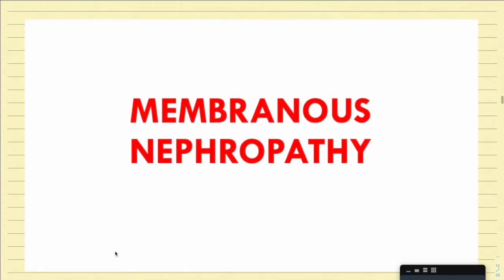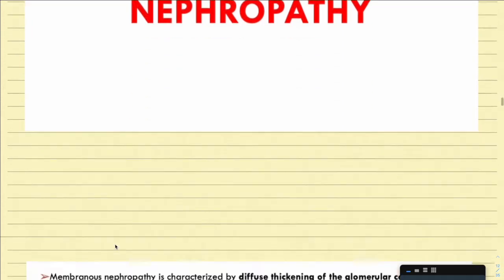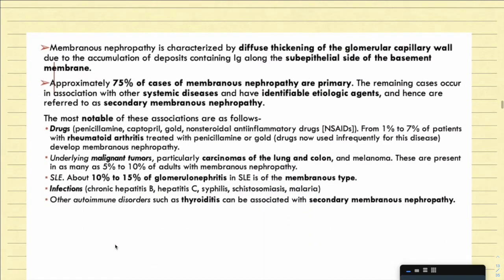So first, very importantly, we will start with membranous nephropathy. As you already know, this type is seen in older adults, and membranous nephropathy presents as nephrotic syndrome. Membranous nephropathy is characterized by diffuse thickening of the glomerular capillary wall because of accumulation of deposits containing immunoglobulins along the subepithelial side of the basement membrane.